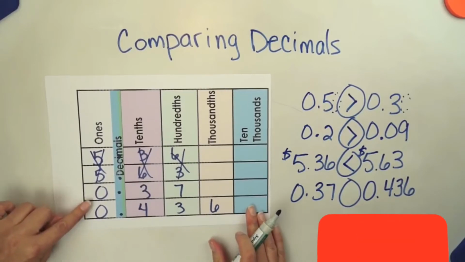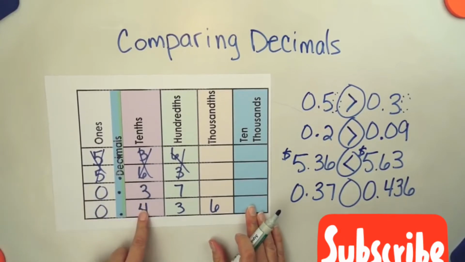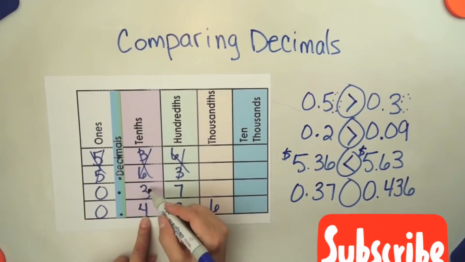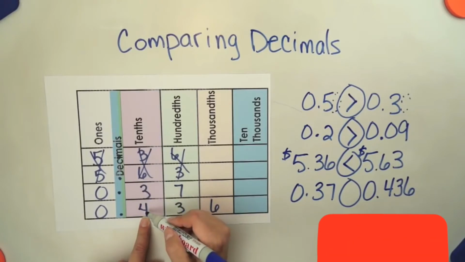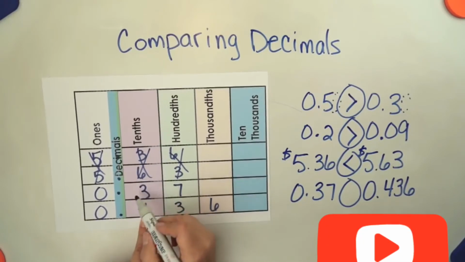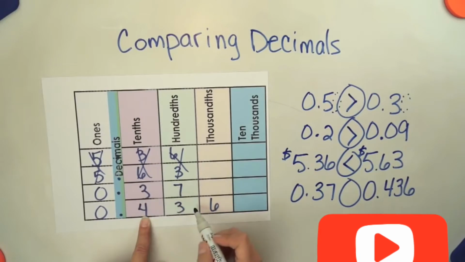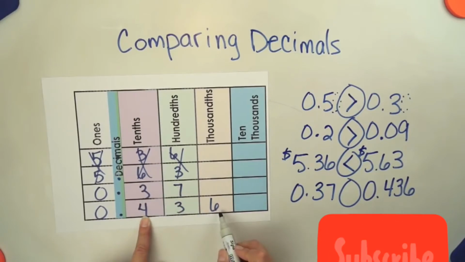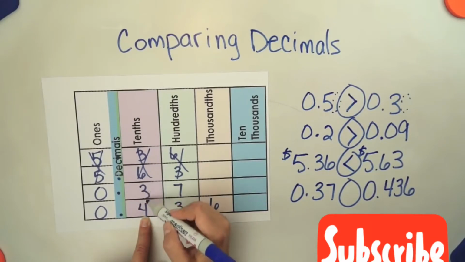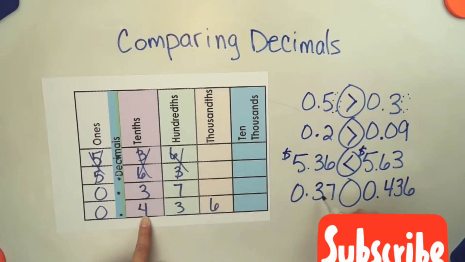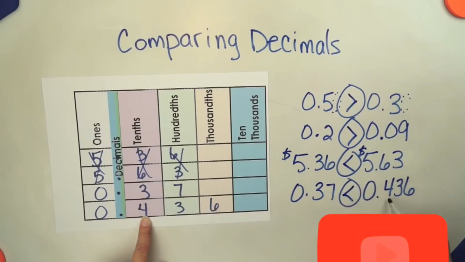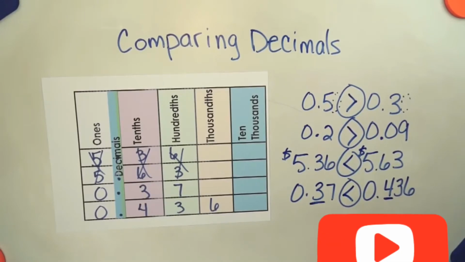So my zeros and the ones are the same, so I go to the next number. The next place value is tenths. 3/10 is less than 4/10. So 37 hundredths is less than 436 thousandths because the tenths are what we're comparing first. And 3/10 is less than 4/10. And that's the end of our lesson on comparing decimals.